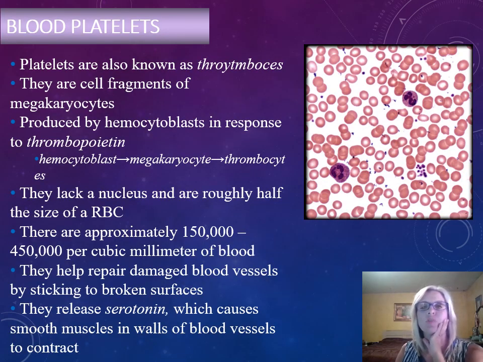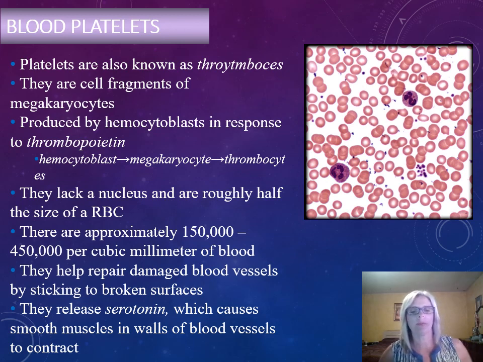So platelets can also be called thrombocytes. Oh, that looks like a little typo there. Thrombocytes. These are cell fragments of megakaryocytes. These are produced by hemocytoblasts when thrombopoietin triggers a response. And again, there's that little pathway. These guys don't have a nucleus, and they're about half the size of a red blood cell, maybe even smaller. There's about 150,000 to 450,000 per cubic millimeter of blood, and their function is to help repair broken and damaged blood vessels by actually going and sticking to the surface.